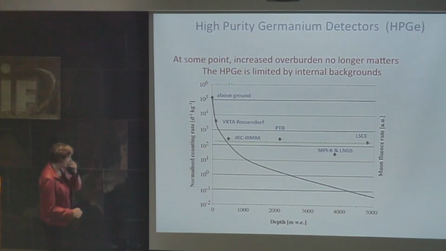This is an old plot, but it's rather nice because you're looking at the normalized counting rate versus the depth. So you might think that all you have to do is take this germanium detector, put it deeper and deeper and deeper, and you do better. But if that were the case, you would be following this curve, and in fact you don't. All of these detectors end up maxing out at some sensitivity because it's mostly limited by internal backgrounds in your crystal itself.